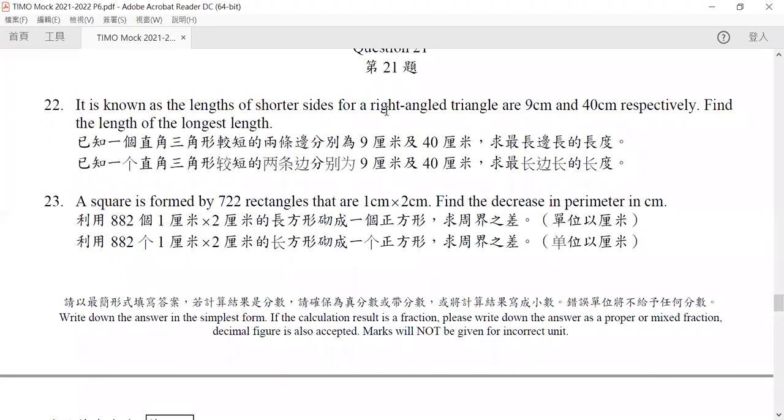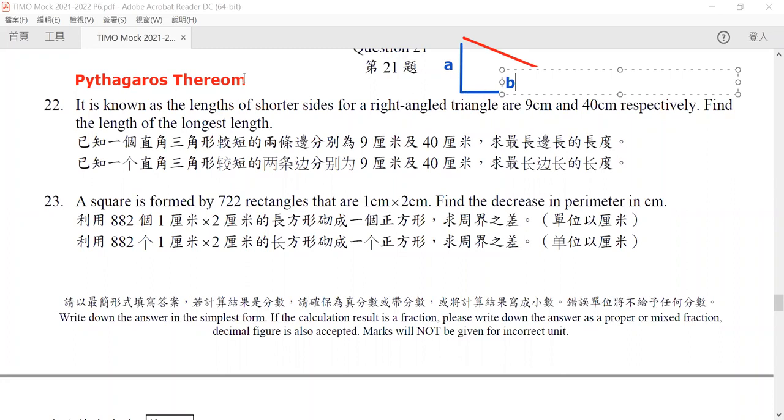So for our question 22, it's known that the length of the shortest side of a right angle triangle. Now again, this is something very useful, which we call the Pythagoras theorem. Let me draw, because we need to state the Pythagoras theorem first. If we have a right angle triangle with sides A, B, and C, where C is the hypotenuse, the Pythagoras theorem says that C multiplied by C is exactly equal to A multiplied by A plus B multiplied by B, or in other words, C squared equals A squared plus B squared.